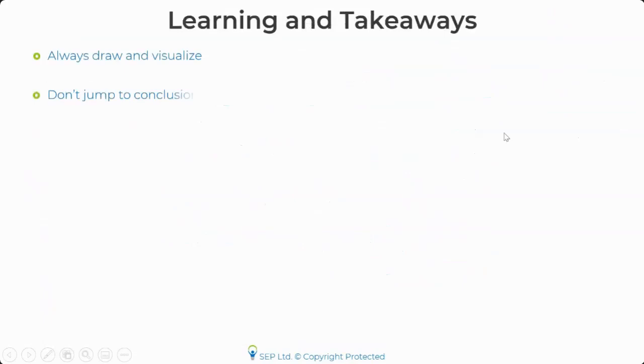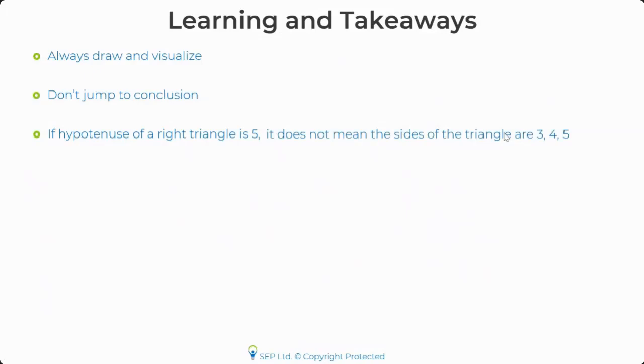Now keep in mind, if the hypotenuse of a right angle triangle is 5, it does not really mean that the three sides are 3, 4, 5. I've seen a lot of people make this mistake. They see a right angle triangle with a hypotenuse given as 5, and what they think is, hey, if this is 5, then I'm dealing with a triplet 3, 4, 5 always. And this is wrong. Please keep in mind, this is wrong. Unless you're given two sides, two lengths basically, it is wrong to infer anything about the triplet.